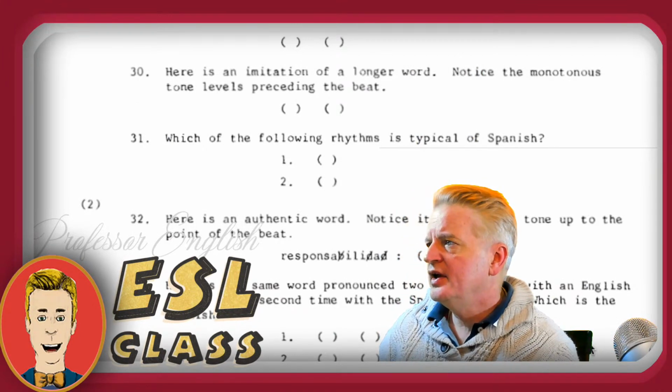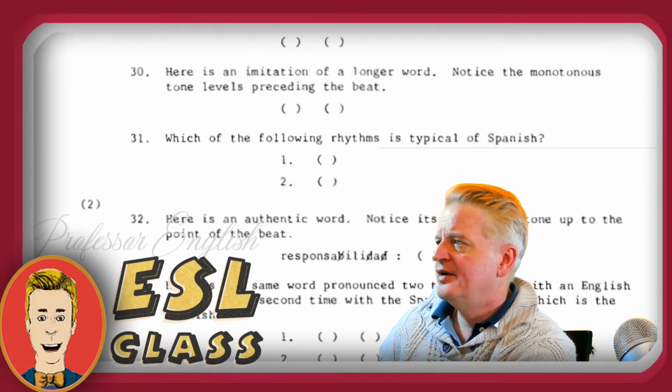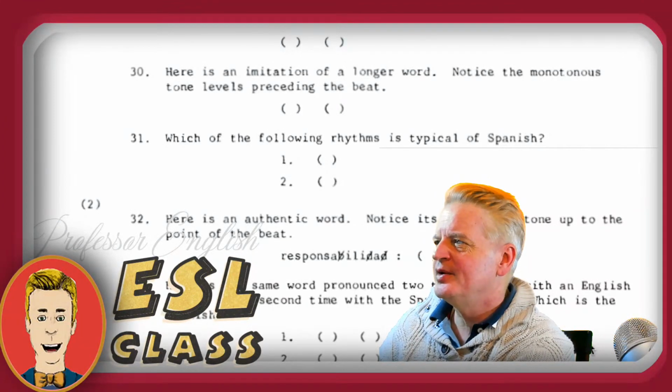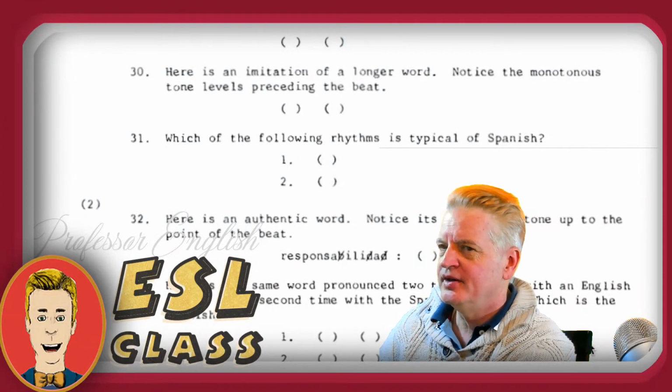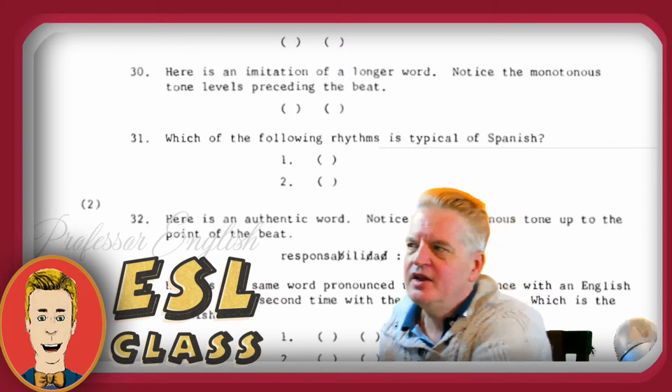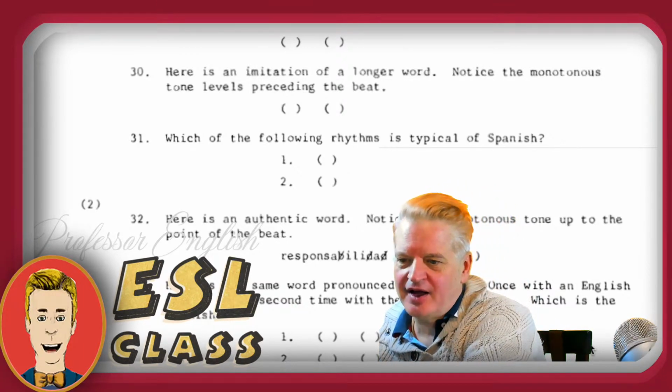Number 30. Here's an imitation of a longer word. They went too quickly for me. Notice the monotonous tone levels preceding the beat. I think that's what he said.